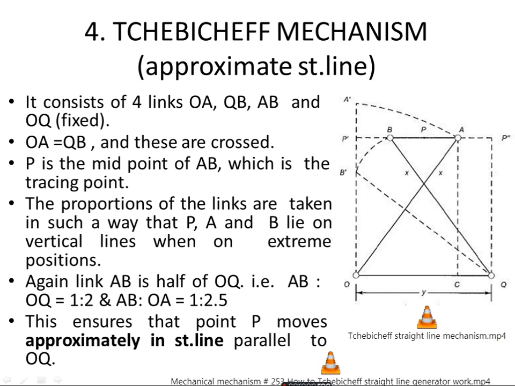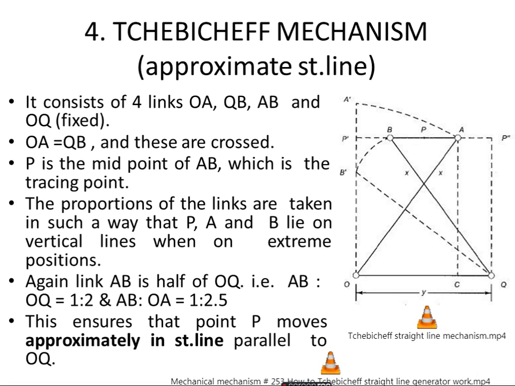So OA is equal to QB, but they are crossed. And P is the midpoint of AB, which is the tracing point. The proportions of the links are taken in such a way that A and B lie on vertical lines when they are at the extreme position, and the link AB is half of OQ.